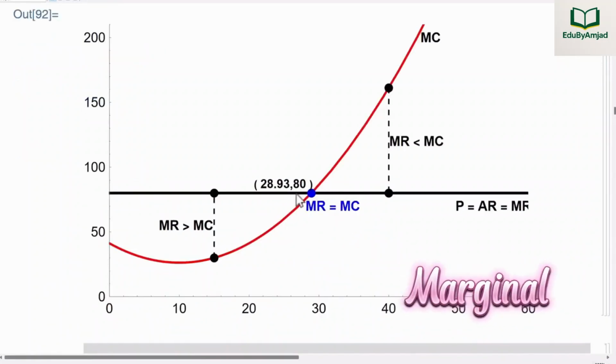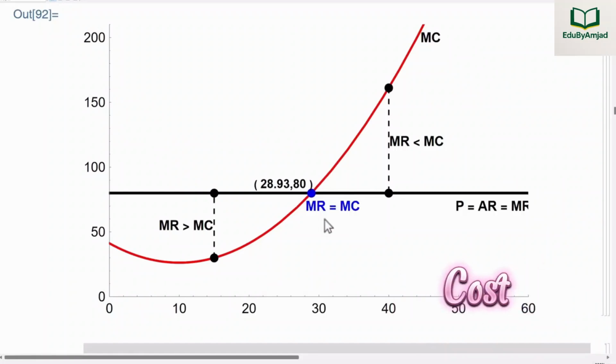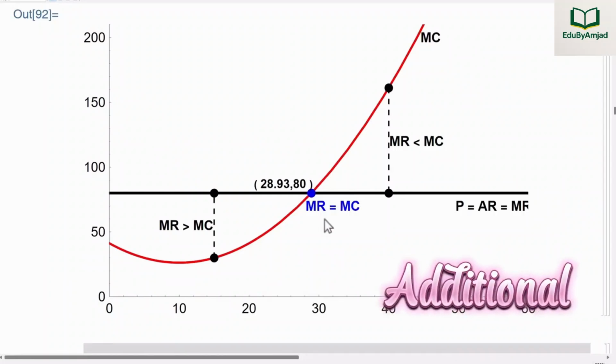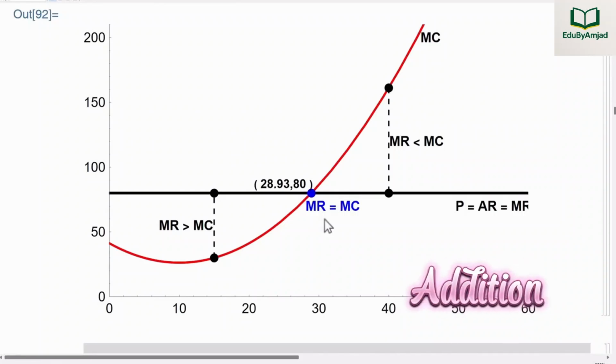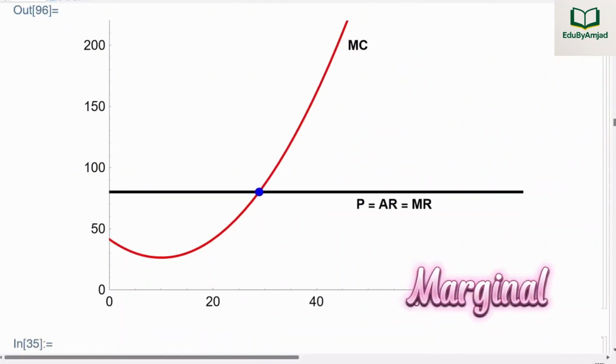The equality of marginal revenue and marginal cost means that the addition to total cost for the production of an additional unit is exactly equal to the addition to total revenue earned from selling the unit. To these two curves of marginal revenue and marginal cost, next we add two more cost curves.